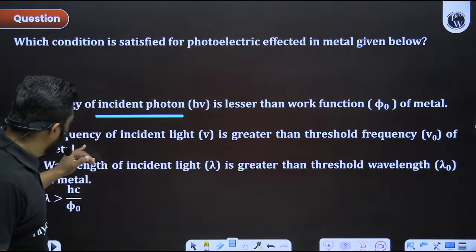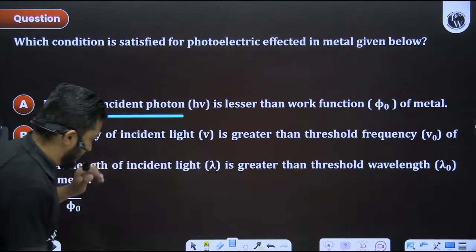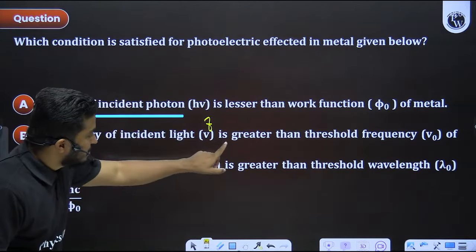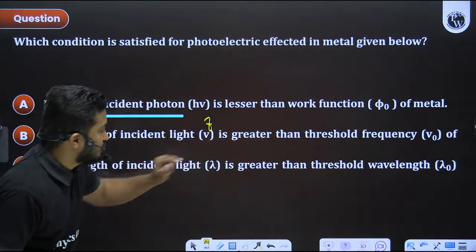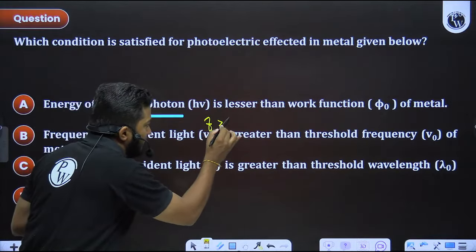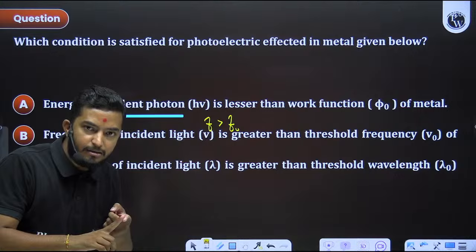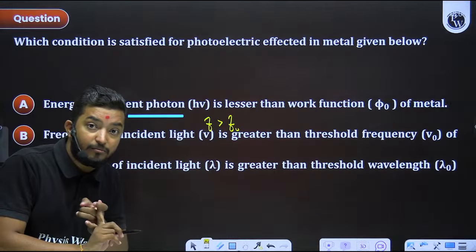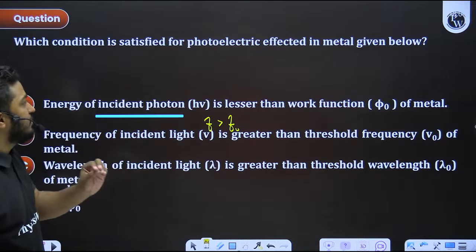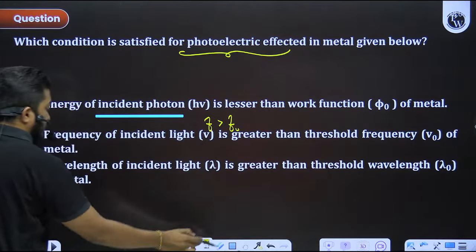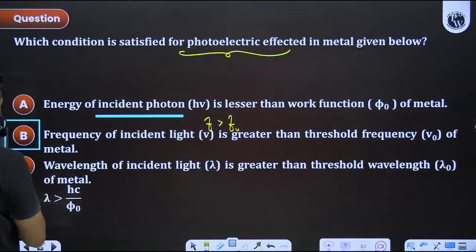Next, frequency of the incident light. Okay, so incident frequency f is greater than the threshold frequency. So they say f has the value more than f naught. So definitely we can say if f is higher, then the incident energy is also higher than the work function. So finally we get the photoelectric effect. Yes sir, perfect. So I can say option B is the perfect answer.